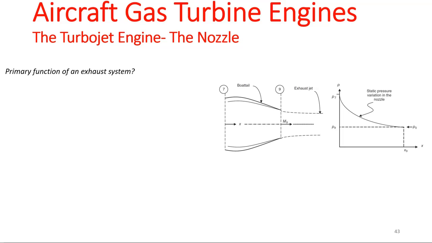Exactly. We want to speed up the flow at the exit, right? So what was the job of a diffuser? We wanted to decelerate the flow. What is the job of an exhaust? We want to accelerate the flow. And why do we want to do that? Why do we want to accelerate the flow?